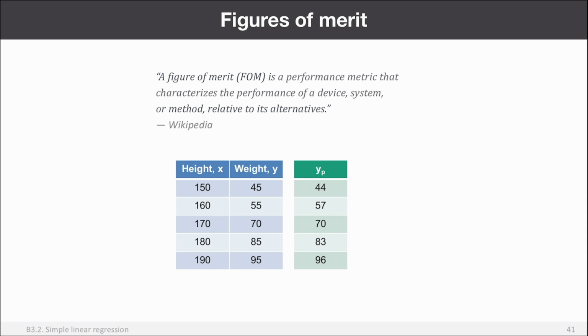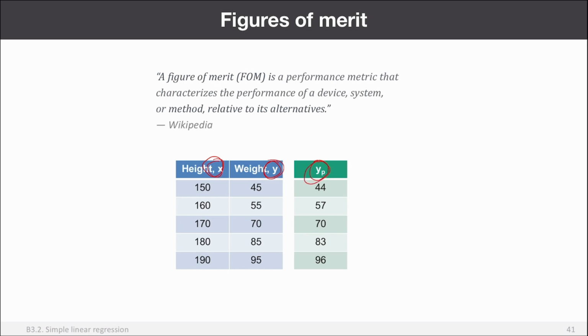So let me first of all remind you what we have. We have this little example, a very simple example with sample size equal to 5. We have one x variable, it's height of people. We have one y variable, it's weight of people. And you remember in the previous video, we learned how to actually fit a model to this data, and then we got the predicted y values.